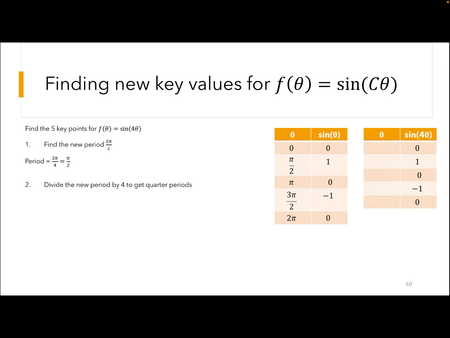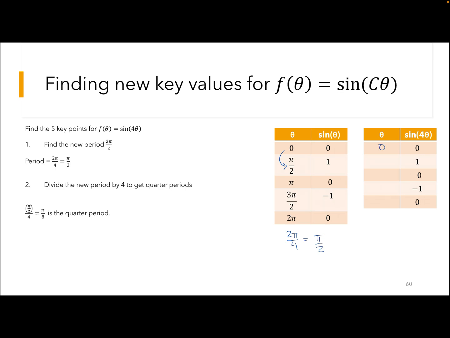The next thing that you have to do is divide that new period by 4, and that gets you your quarter periods. So like for our basic graph, we were doing 2 pi divided by 4, and that's pi over 2. And you can see that to get to the next value in the theta column, all we're doing is adding pi over 2. That's your quarter period. So for the new graph for theta, the quarter period is pi divided by 8, because pi divided by 2 divided by 4 is pi over 8.